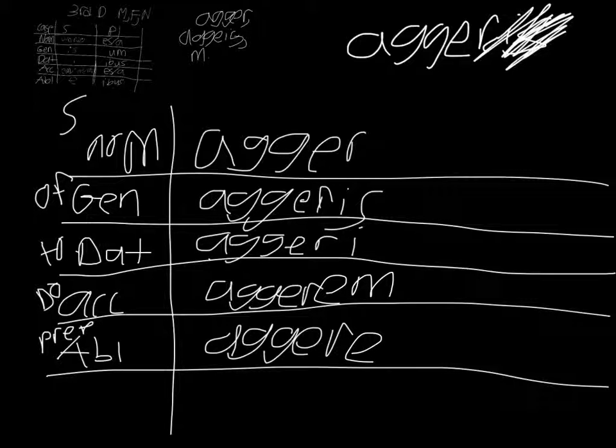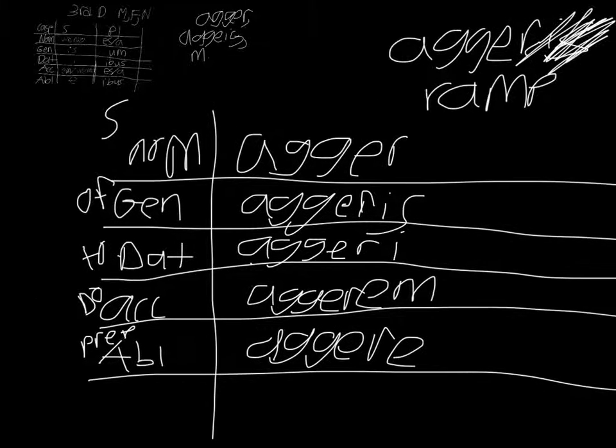Oh yeah, I forgot to say, ager means ramp. So for nominative, it would be ramp. Then agerous would be of the ramp. Ageri would be to the ramp. Accusative, agerem, would be, again, ramp. And then agere would be a prep phrase, so it'd still be ramp. It matters in the context.